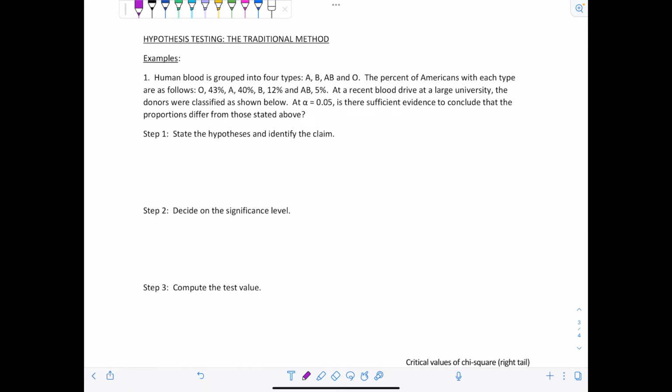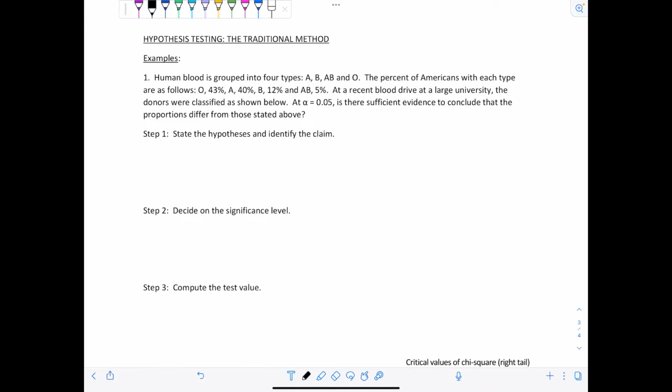So example 1: human blood is grouped into 4 types, A, B, AB, and O. The percent of Americans with each type are as follows: O, 43%, A, 40%, B, 12%, and AB, 5%. At a recent blood drive at a large university, the donors were classified as shown below. At alpha equals 0.05, is there sufficient evidence to conclude that the proportions differ from those stated above?